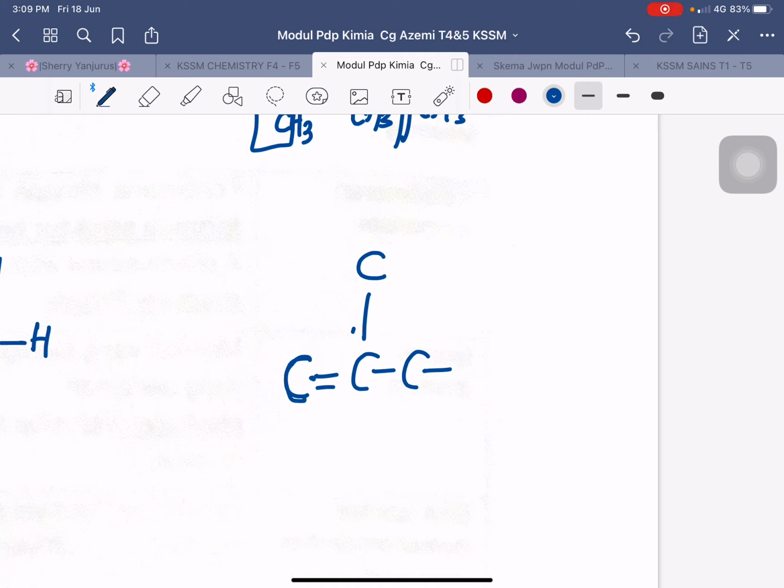This C gets 1, 2, 3, 4. Okay, selesai. Yang tengah ni, the middle one, cannot have another one here. Nanti dia jadi 5. Salah sudah tu. Mesti 4 saja, 4. Okay, so 1, 2, 3, 4. So that's how you fill in the H.